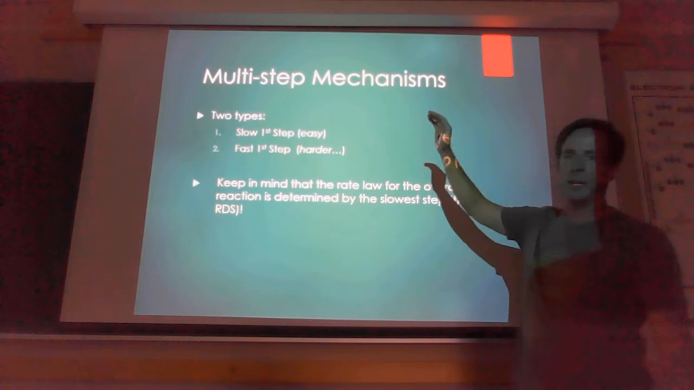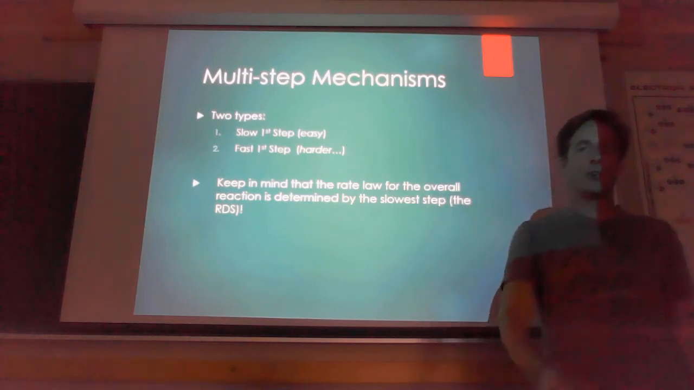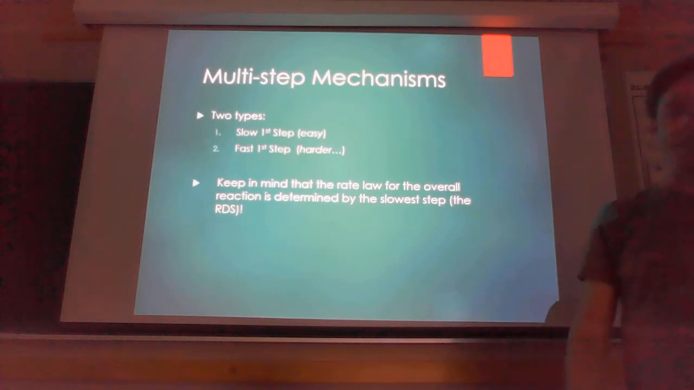Number one, if the slow step is the first step, then we can just write the rate law of that step, and that is the overall rate law, and we're pretty much done. All the steps that come after that are faster steps, so they happen very quickly. They don't really play a big part in the overall rate of the reaction.